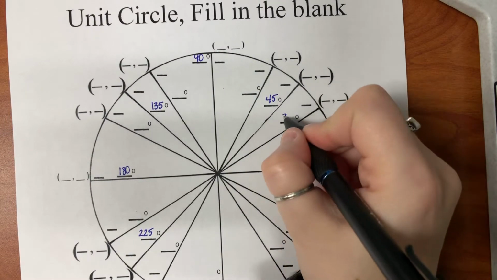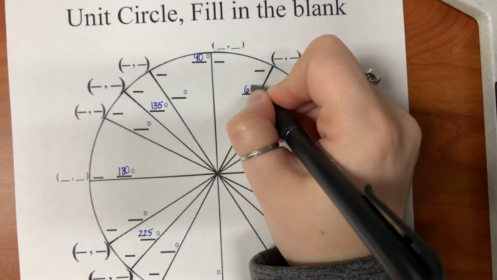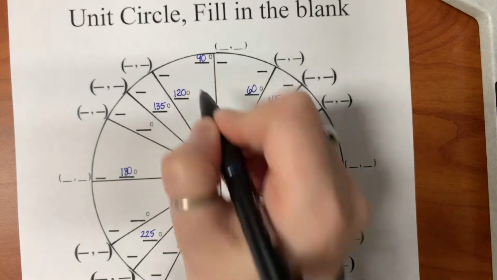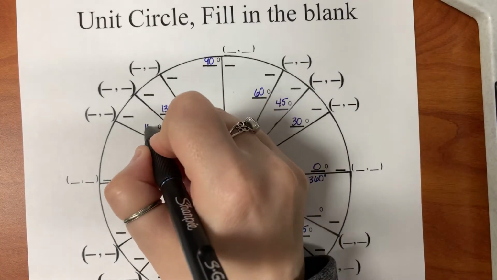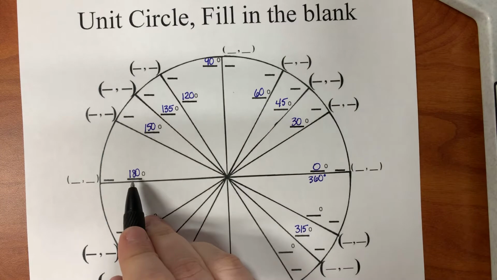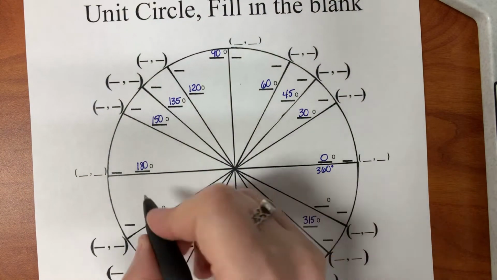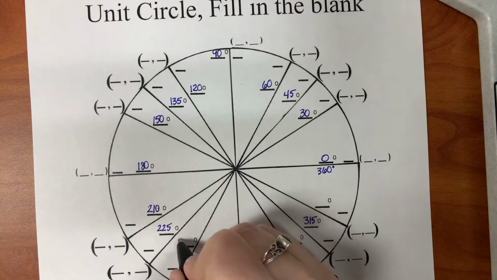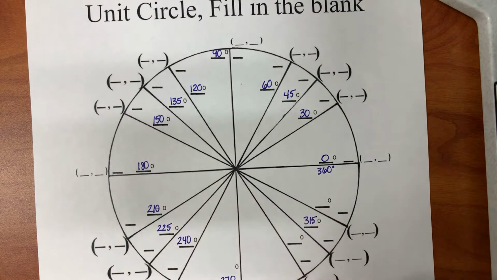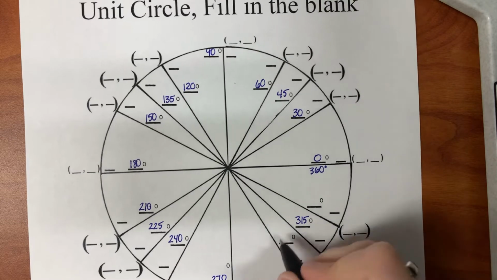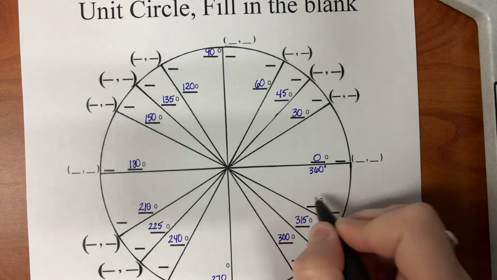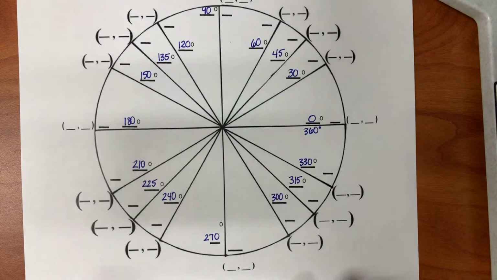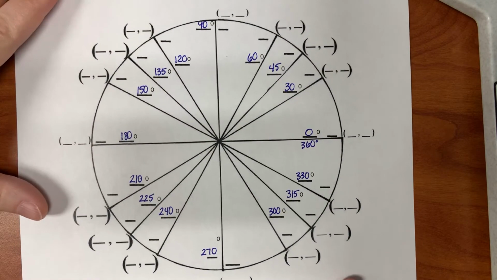So this would be 30 degrees, 60 degrees, 90 degrees, 120. So I'm just adding 30 every time. 150, 180. 180 plus 30 is 210. 210 plus 30 is 240. Then 270. Then 300. Then 330. Then 360. Okay, so there's all of my degrees.